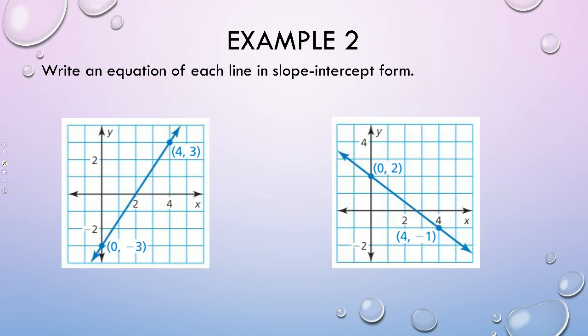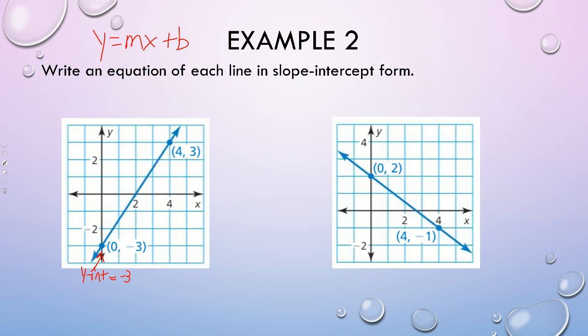In example 2, we're given a graph and we're asked to write the equation of the line in slope-intercept form. So what do you need? You need a slope and you need a y-intercept in order to write in slope-intercept form. Well, if we notice in both of these graphs, they've given us what the y-intercept is. So we can see right here, there's my y-intercept. So my y-intercept is equal to negative 3. Well, I need to find my slope.